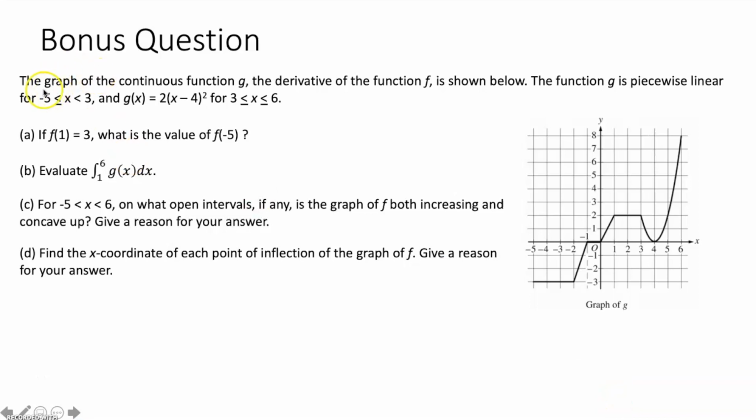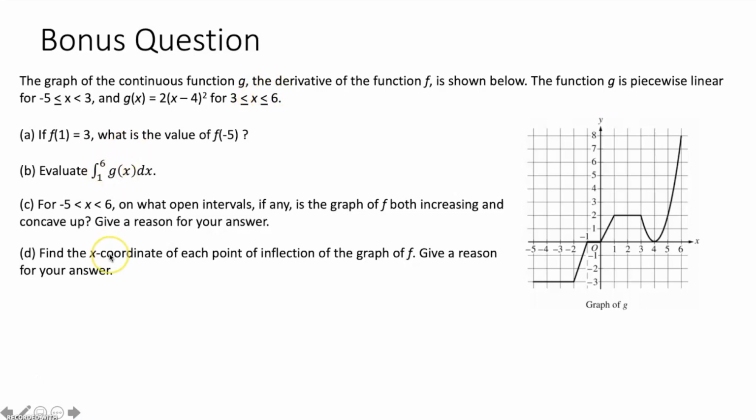Now we got a bonus question. This says the graph of the continuous function g, the derivative of the function f, is shown below. The function g is piecewise linear for -5 ≤ x < 3, and g of x is equal to 2 times the quantity x minus 4 squared for 3 ≤ x ≤ 6.